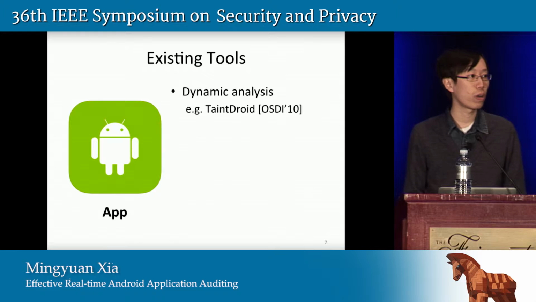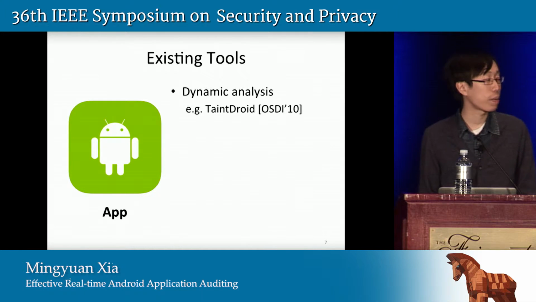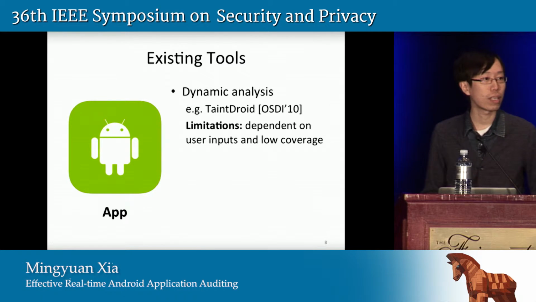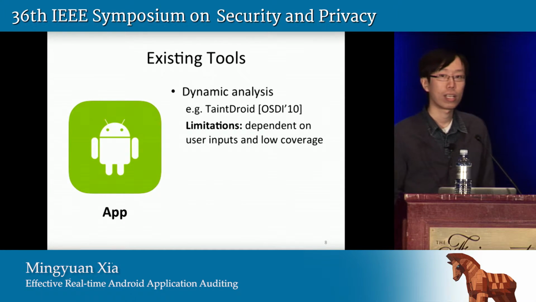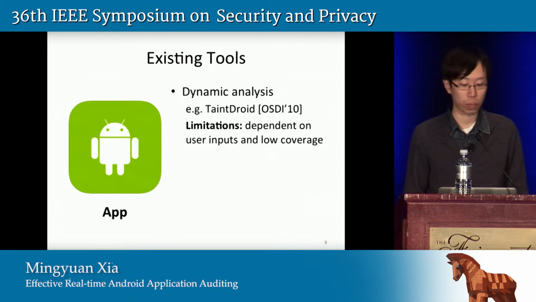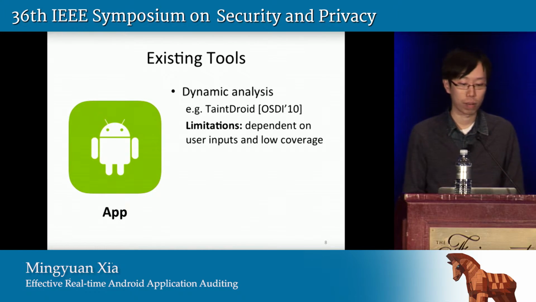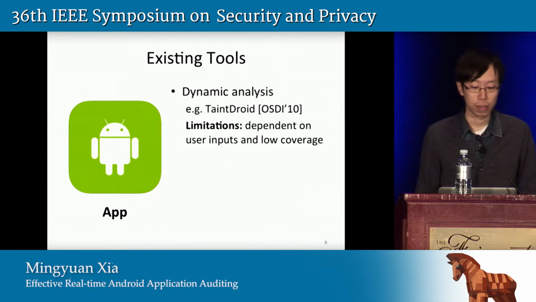If we look into the existing tools, we can for sure perform dynamic analysis. For example, TaintDroid, which is a modified Android operating system with dynamic taint analysis tracking your sensitive data. However, dynamic analysis has a limitation. It's largely dependent on the user inputs. If a user clicks on a button, then the analysis will only look at the path following the button click, and has low coverage as a result.